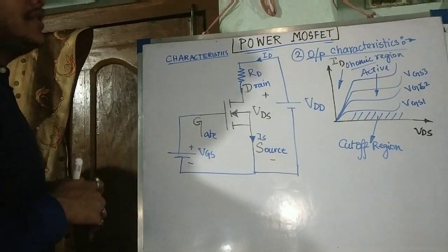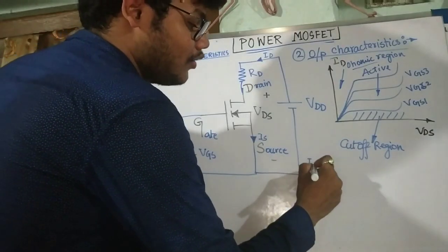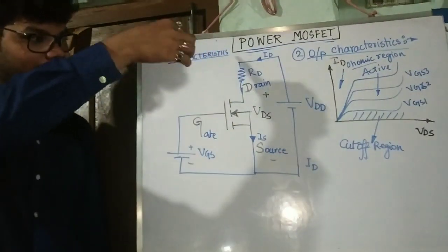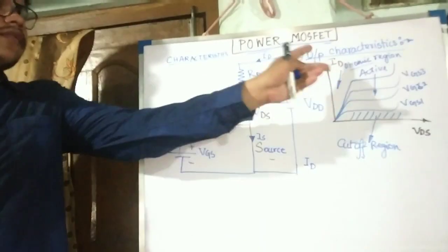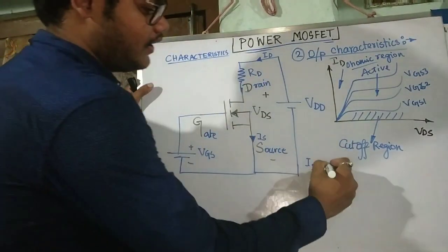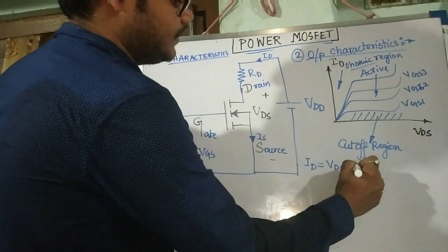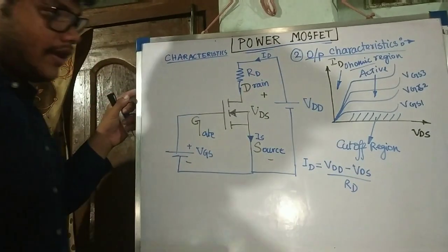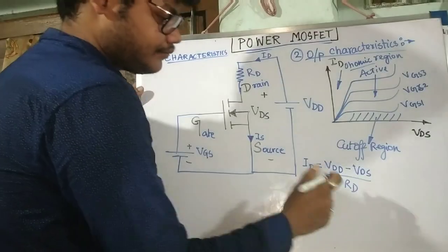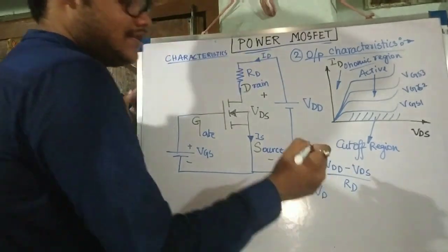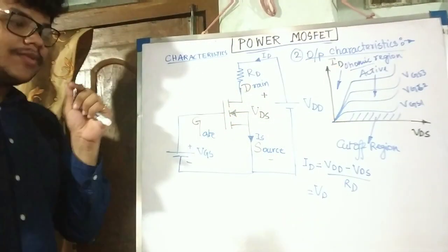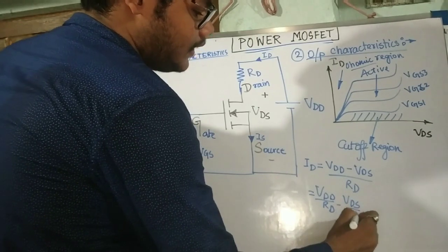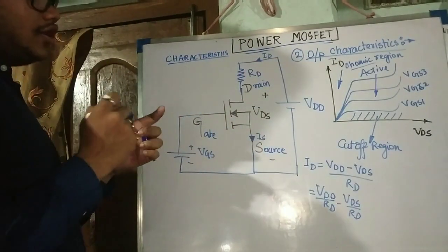Again, if you obtain the expression of the drain current for the load line concept, we have already done the load line concept in case of BJT. We calculated the collector current, then drew the curve. Similarly, for this, the drain current is VDD minus VDS divided by your drain resistance RD. So ID equals VDD by RD minus VDS by RD. This represents the load line.